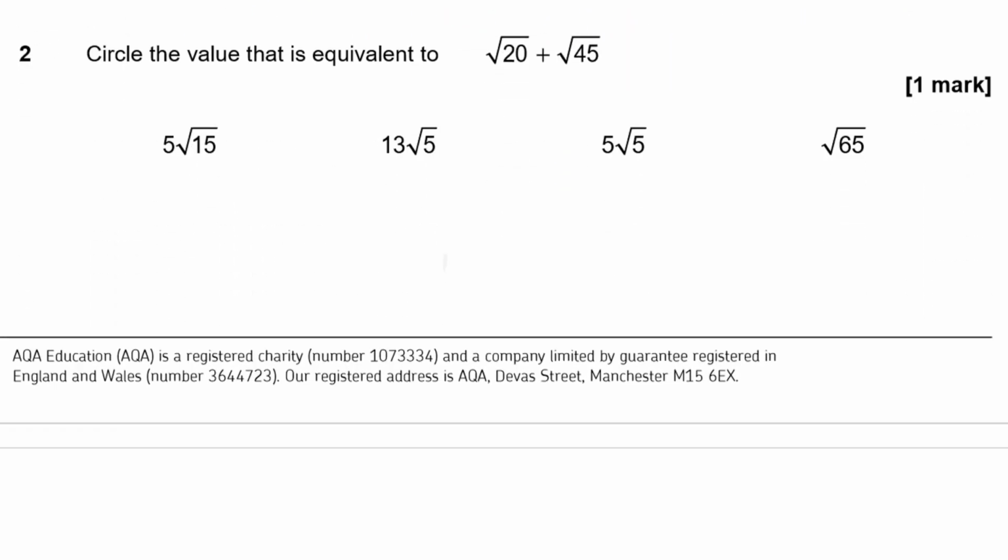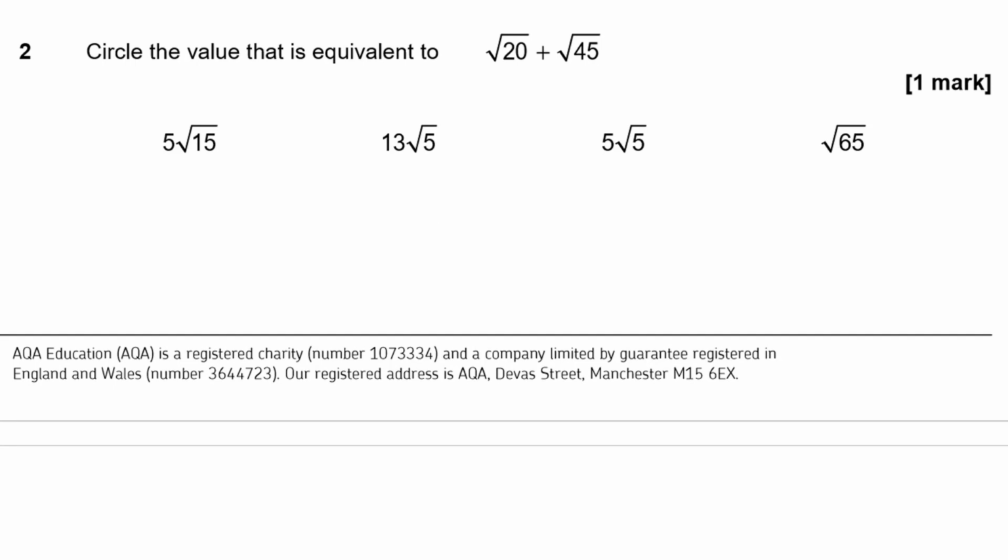Okay, question 2. Circle the value that is equivalent to root 20 plus root 45. Now again, I can rewrite root 20 as the square root of 4 times 5. Note that 4 is a square number. And I can rewrite 45 as 9 times 5.